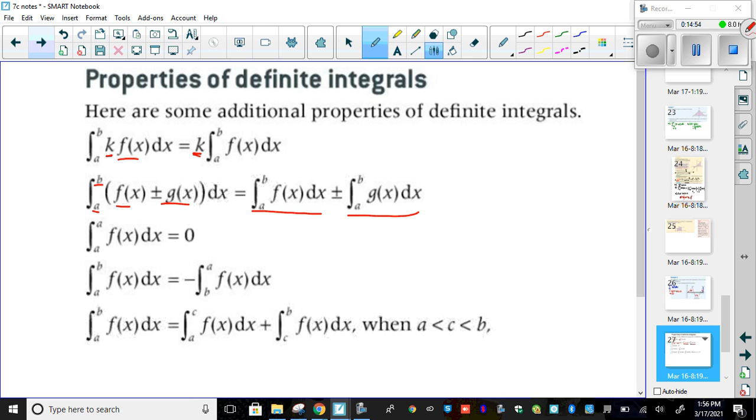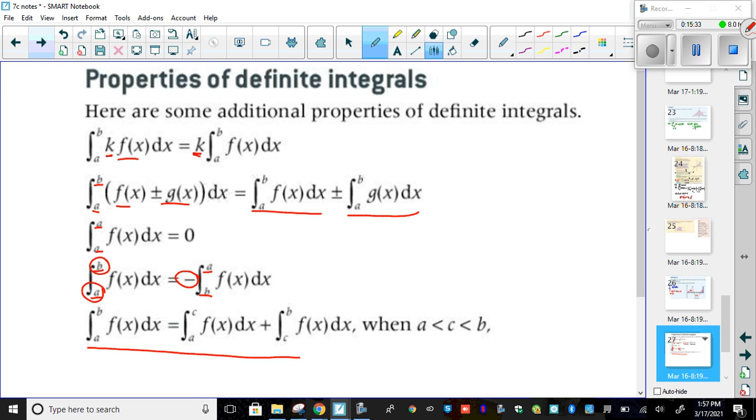If I'm going from a number to a number itself, it's 0. If I'm going from A to B, but I really need to go from B to A, it's changing the negativity. So if I flip-flop these, I have to change my negativity. My answer is going to be negative. And a lot of times we will have to do that when we do these types of problems.